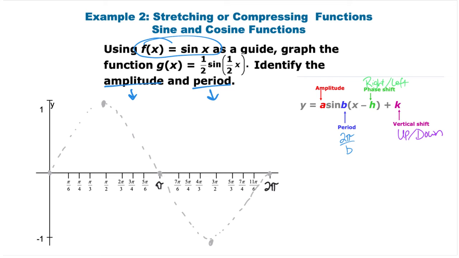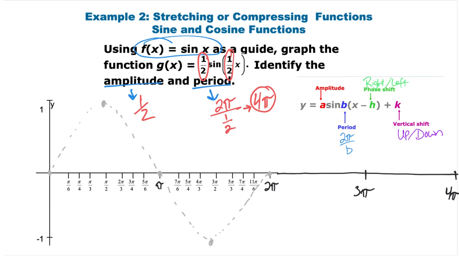So looking at our function, the 1/2 that's out in front, that is our amplitude. So that's going to tell us that this is going to be shorter because currently sine of x has an amplitude of 1. The period, this says, is we're going to use b, which is 1/2, but to find the period, we're going to take 2 pi divided by 1/2. Now, dividing is the same thing as multiplying by the reciprocal, so this ends up being the same as 2 pi times 2, which is going to be a period of 4 pi.